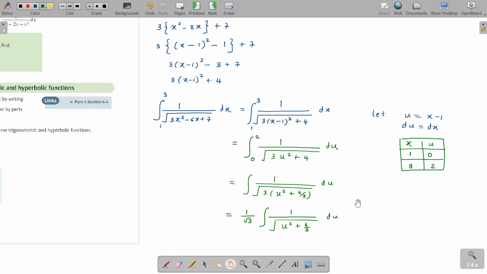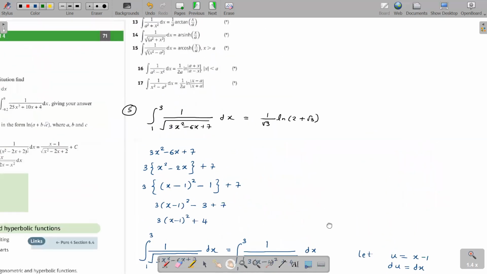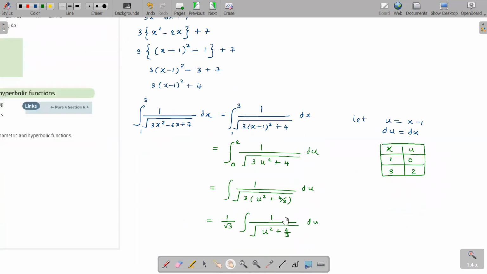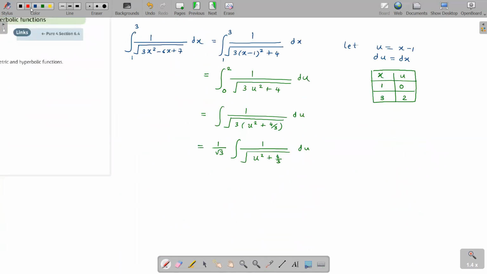Okay, so what is the rule number? Root of x squared plus a squared is arsinh(x over a). Okay, rule number 14, arsinh(x over a). So a squared is 4 over 3, which means a is 2 over root 3, rooting both sides. So 1 over root 3, it's arsinh(x over a). x is u here, so u over a is u over 2 over root 3. Do you agree with me? And this time we don't need to put the plus c because there are actual integration limits.